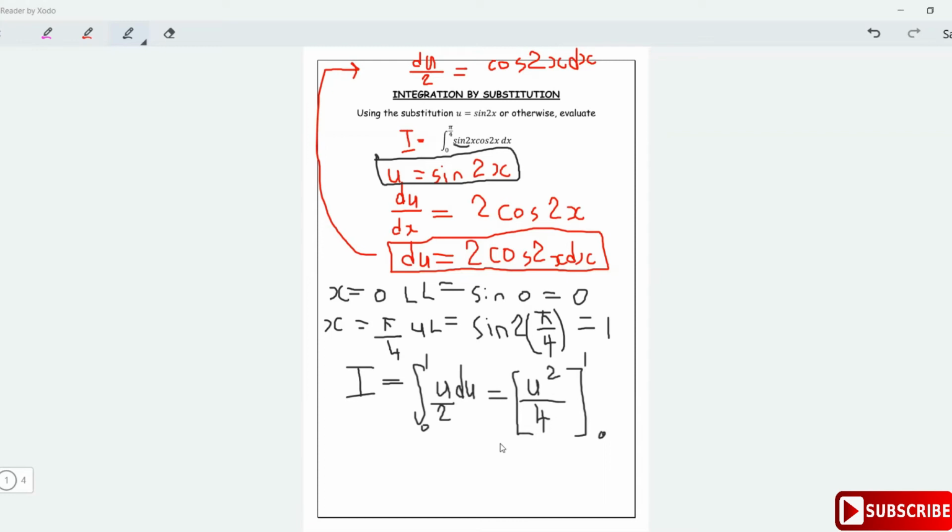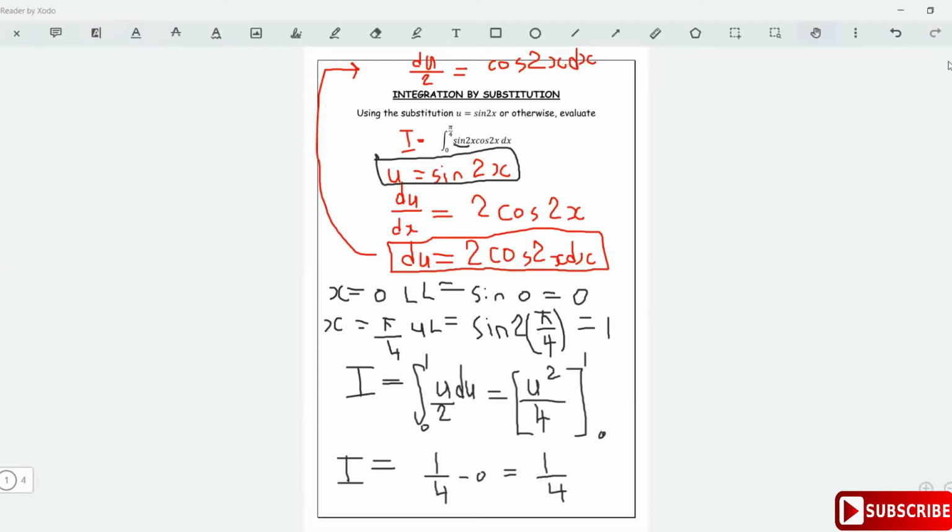So now we just put in 1 and put in 0. So we end up getting that the integral works out to be 1 over 4 minus 0, which is 1 over 4. That's what the integral works out to be. Nice and easy. And you know me already, I love to verify solutions.